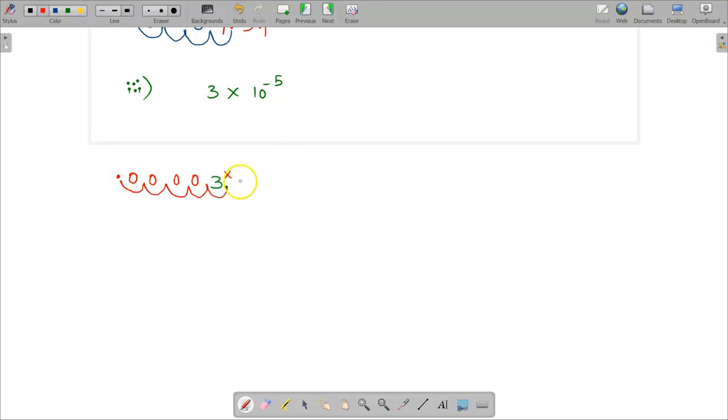So how can we write the number? It is nothing but 0.00003. This decimal point is moved 1 time, 2 times, 3 times, 4 times, 5th time. Before your decimal point also we can put 0. So the final answer for 3 into 10 power minus 5 is 0.00003.